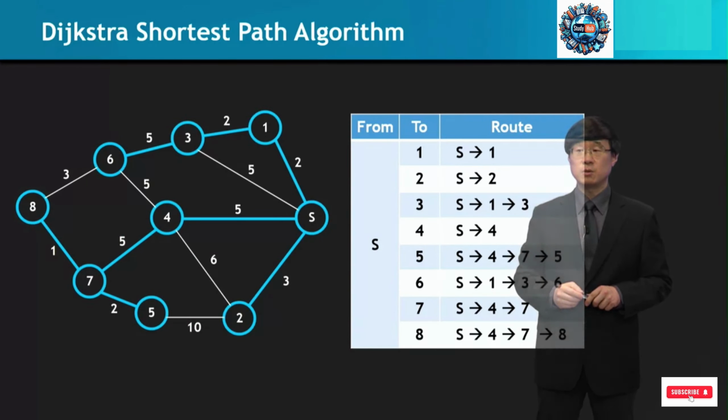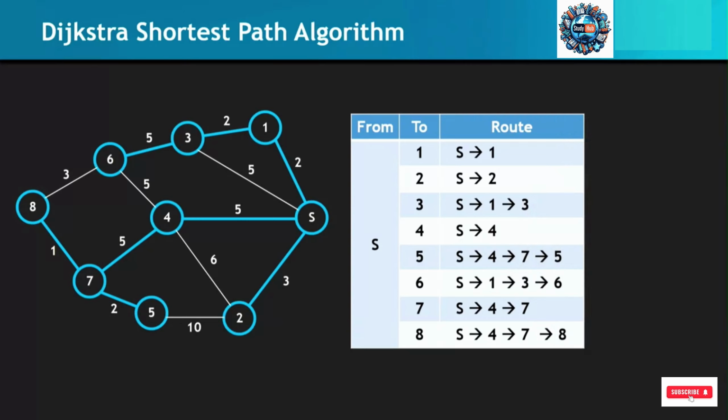The routing table you can see right here, where you can see the source node S, the destination node, which is written from and to, the to, which shows all the nodes within the network, and the route that is used to go through the shortest path tree.